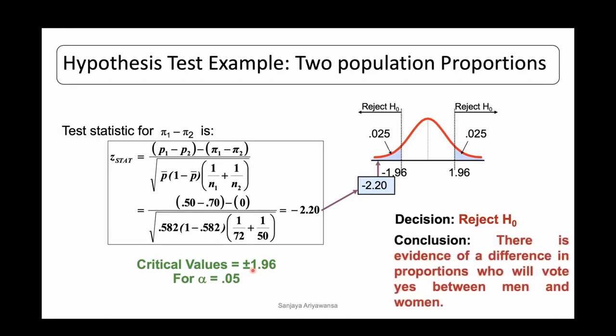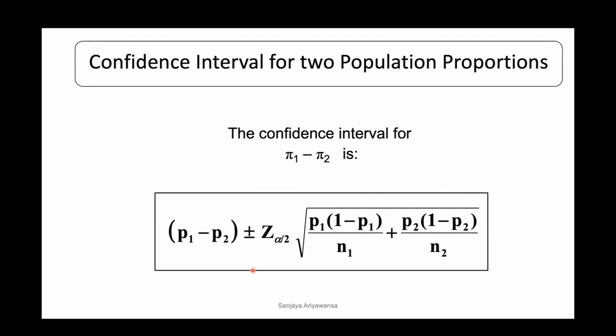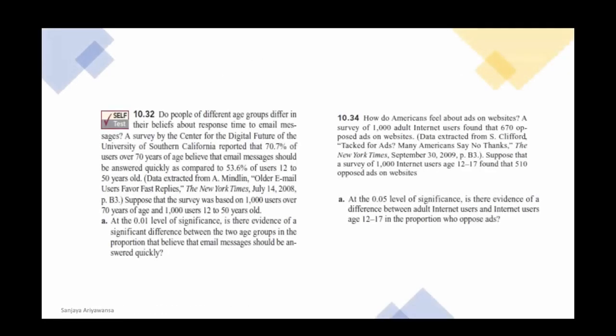So you reject H0 means there is evidence of a difference in the proportion who will vote yes between men and women. There is evidence of a difference in proportions because you reject your H0. What was H0? pi1 minus pi2 was equal to 0. You reject that. Right. So your confidence interval is given by this particular equation. I've given a couple of more examples over here which you can try out. And if you have any questions, please do reach out to me.